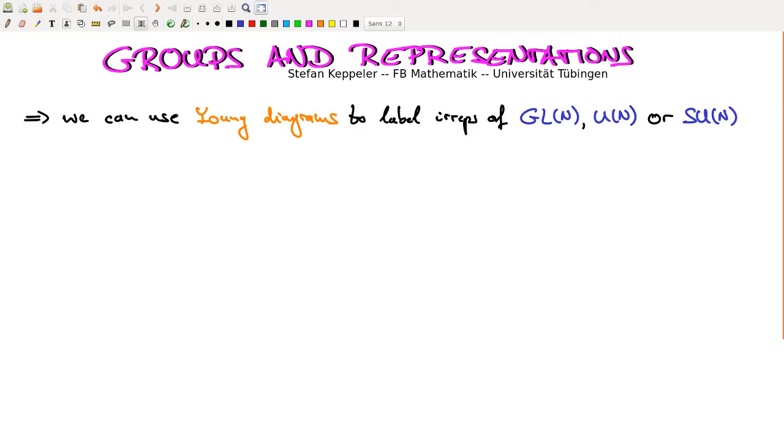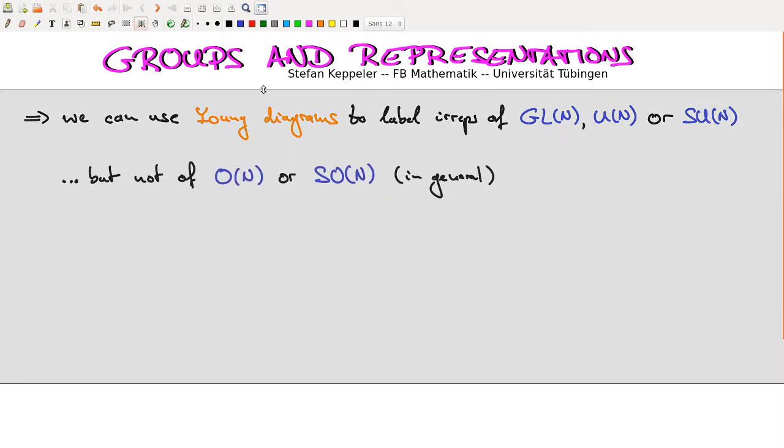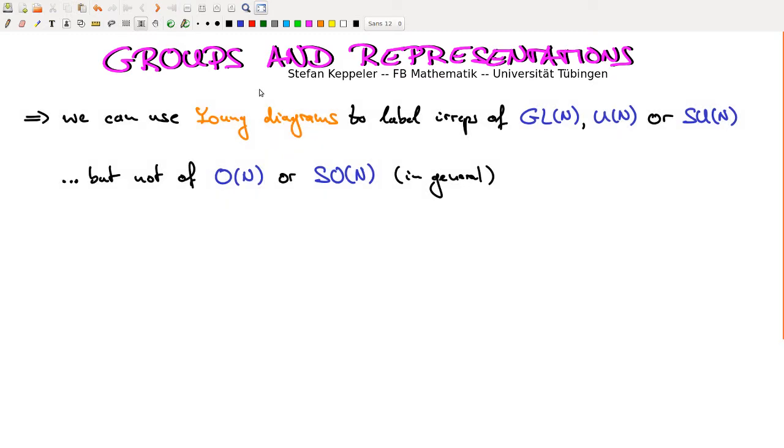We can label our GL(n), U(n) or SU(n) irreps using Young diagrams, but that's not true for O(n) or SO(n) irreps, at least in general. Sometimes the irreps labeled by the Young diagrams lead to representations of these orthogonal groups that are reducible.